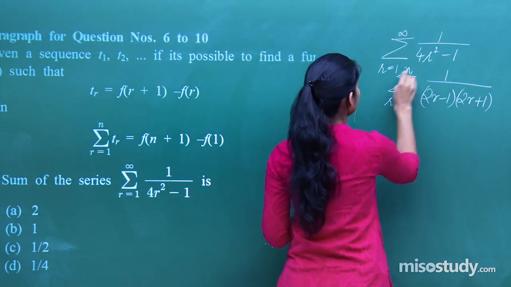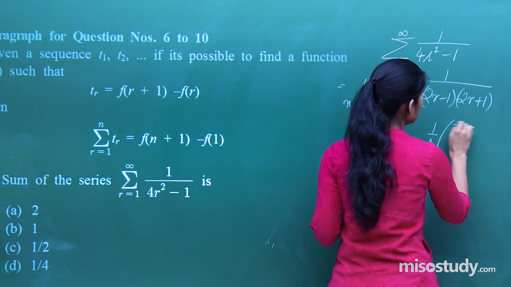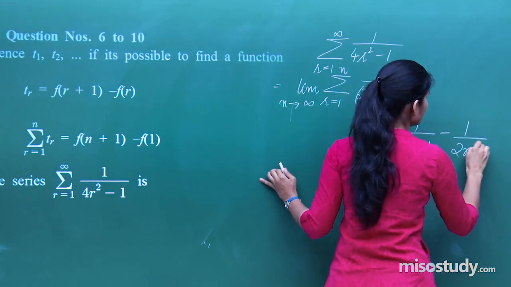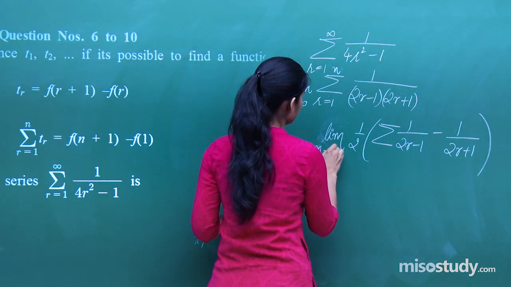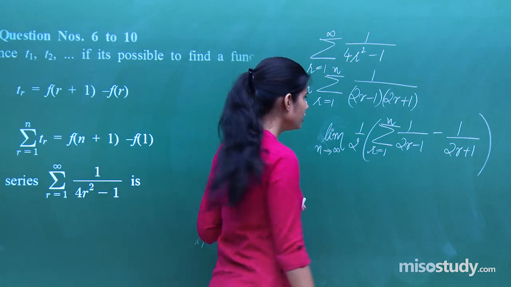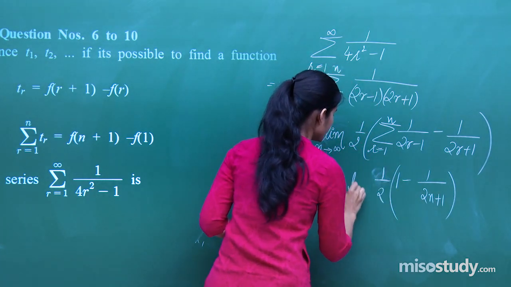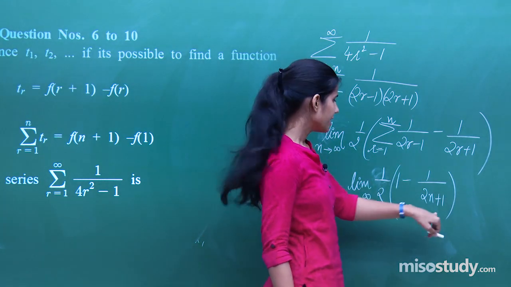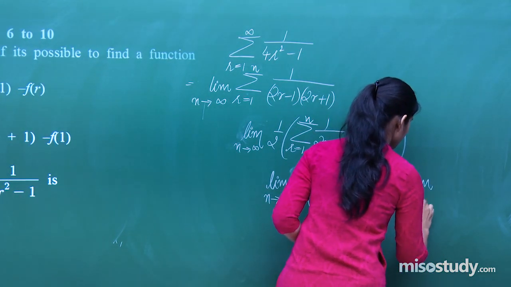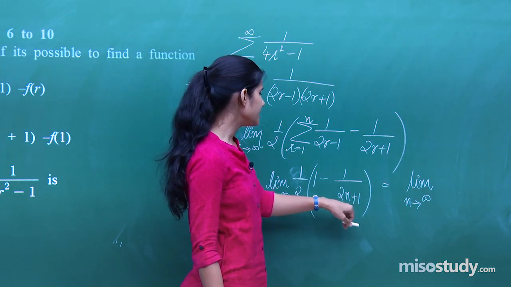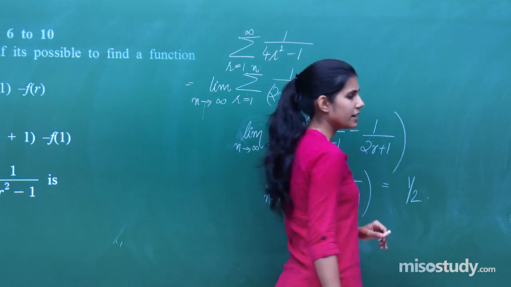Or what I can do is r going from 1 to n, and limit n tends to infinity. It's one and the same thing, right? So, this comes out to be equal to what? 1 by 2, summation 1 by 2r minus 1 minus 1 by 2r plus 1, and this is limit n tends to infinity. Summation has already been kept. Fine. So this comes out to be 1 minus 1 by 2n plus 1 into 1 by 2, and this is limit n tends to infinity. This is again 2n plus 1 minus 1, which is 2n upon 2n plus 1, but 2 gets cancelled. You are left with n upon 2n plus 1, n tends to infinity, or rather than that, just here also if you apply n tends to infinity, you get 1 upon infinity is 0. So you get 1 by 2 minus 0, which is 1 by 2. So your answer is 1 by 2.